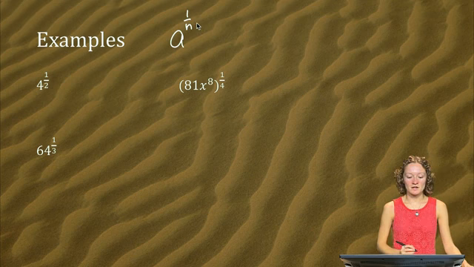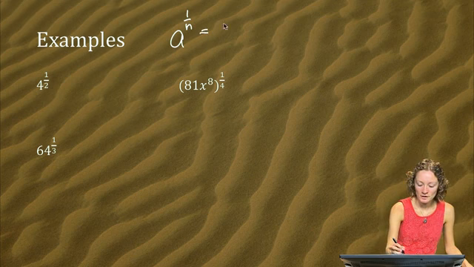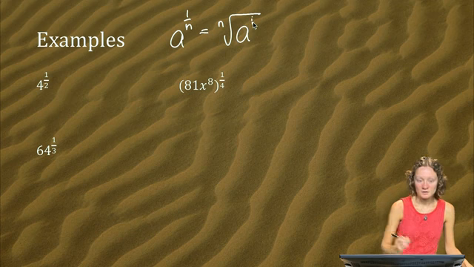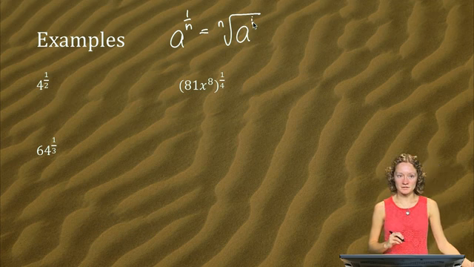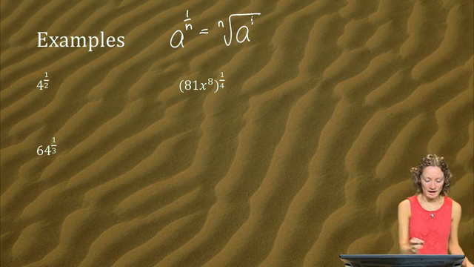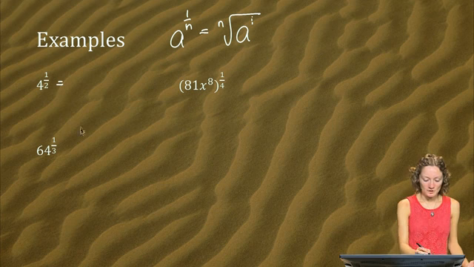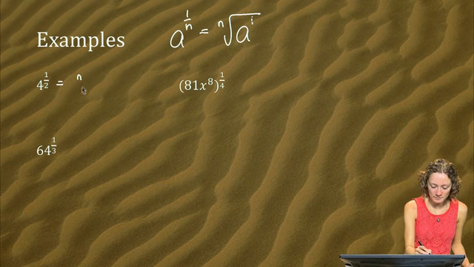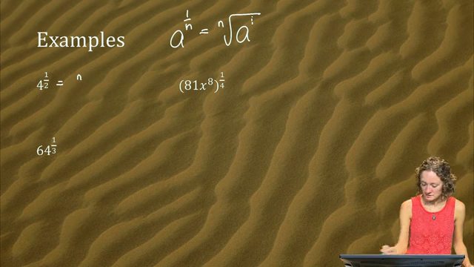These are the problems that are using the rule a to the 1 over n is the nth root of a to the first. That first power doesn't need to be there though. All right, so we have 4 to the 1/2. The first thing we'll do is make the change. So the denominator becomes the index.